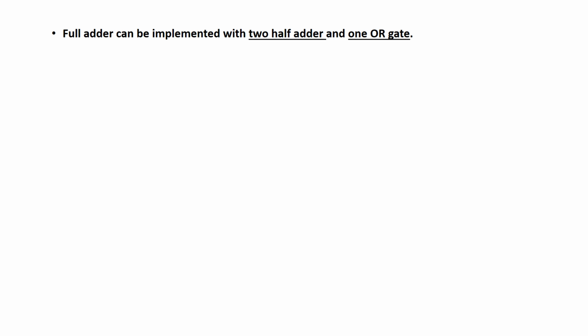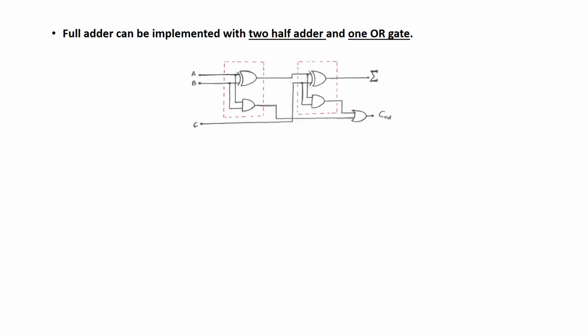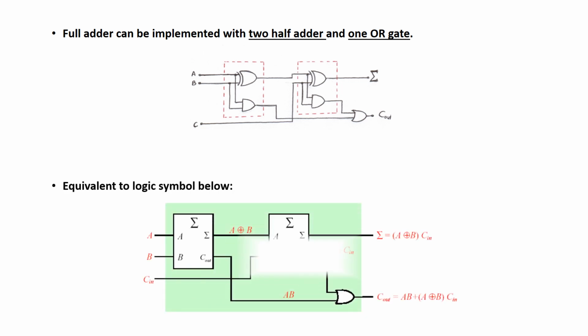The full adder can also be implemented by using 2 half adders and 1 OR gate. So this is how we do it. The idea is adding A and B first, and the result of that we add with C in the next stage. And C out is simply an OR circuit between the first addition and the second addition. And we have this equivalent logic symbol. It has sum and also C out.